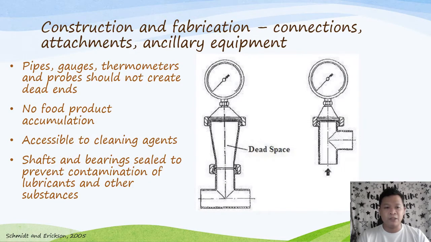During construction, we also consider if there are any dead spaces, we want to remove them because basta walang lugar kung saan pwede mag-accumulate yung food product, whether liquid or solid. And pag nilinis mo, malilinis siya thoroughly kasi kung hindi, pwedeng mag-harbor ng mag-grow ng microorganisms dyan over time. And if you have shafts and bearings, they should be sealed to prevent contamination of lubricants getting into the food. Although there are food grade lubricants, but of course prevention is much better.